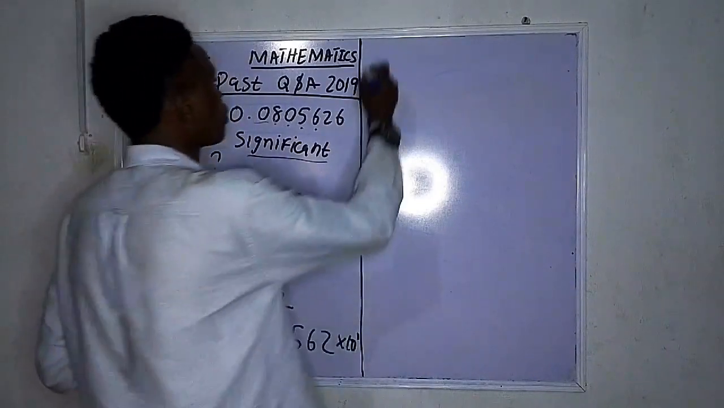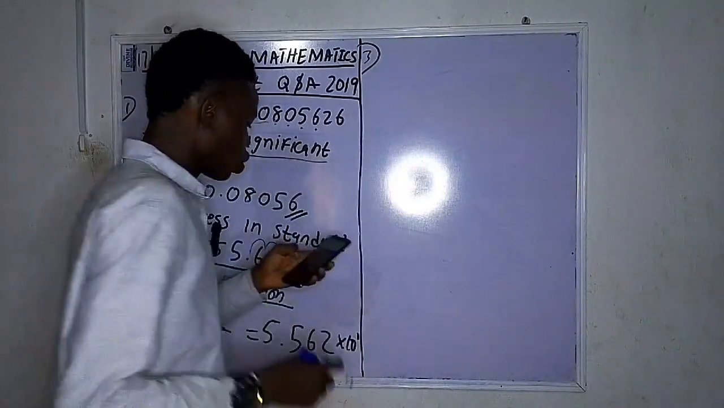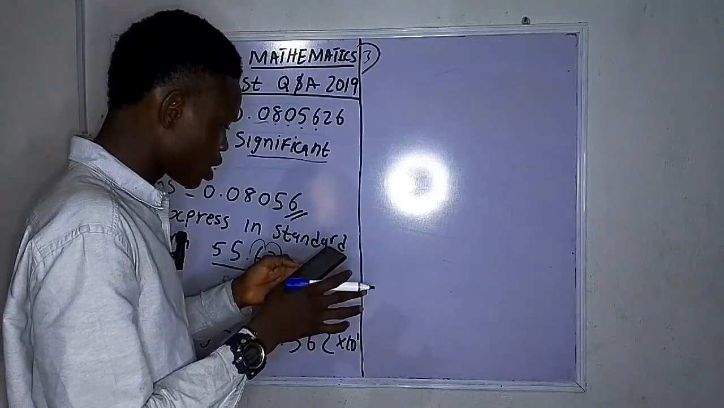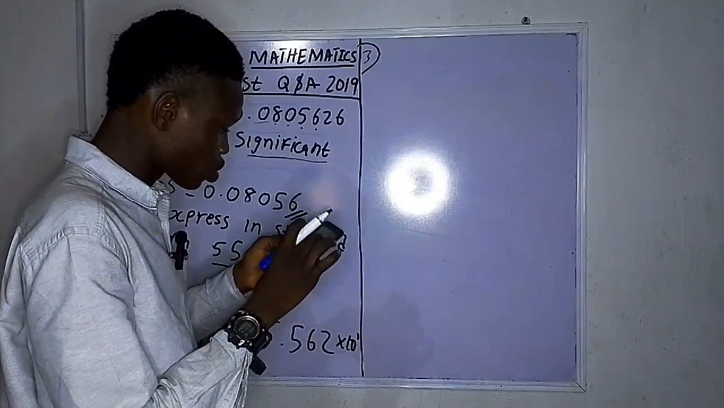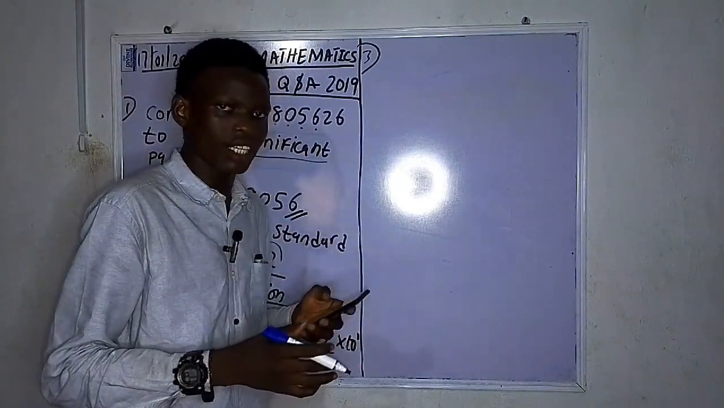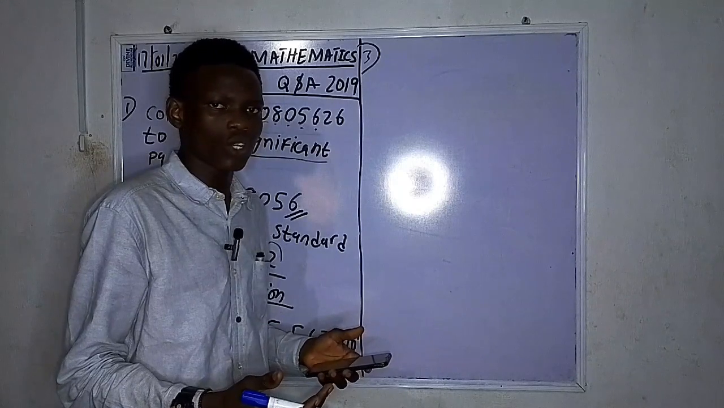Let's go to number 3 question. Number 3 question says something. Now, let's see what it says. It said find the HCF of 12, 16, and 20. What is HCF? That's the first question you ask yourself.